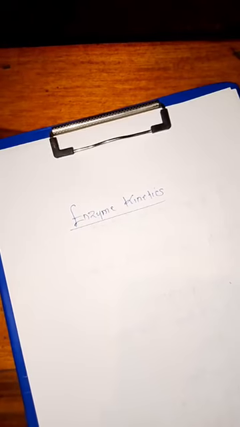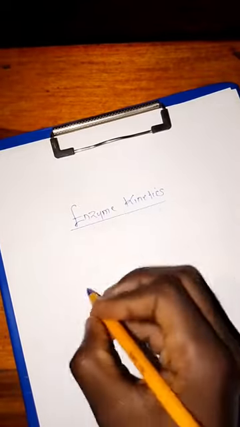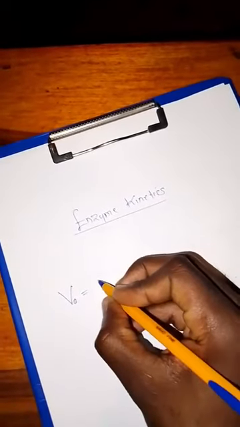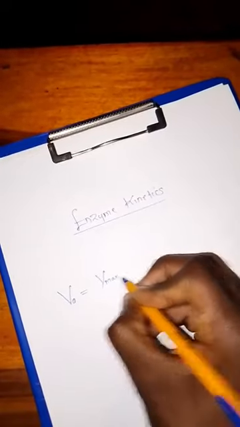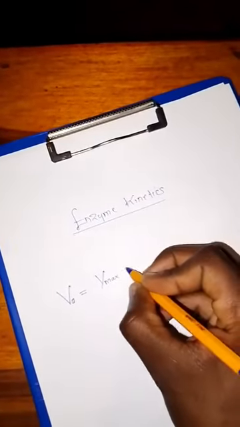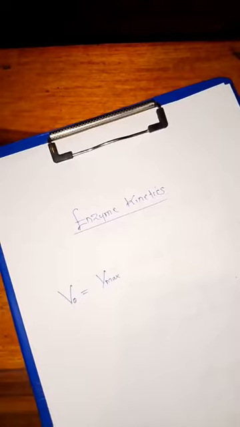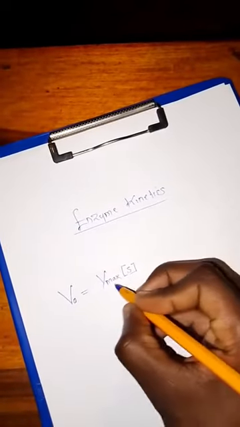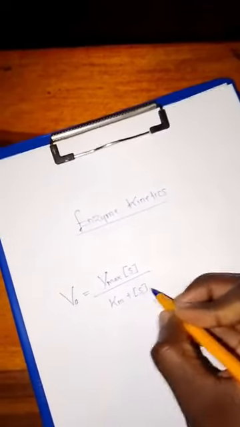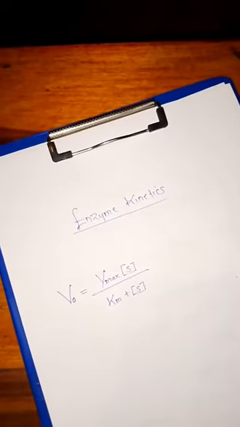So we know that the rate of reaction can be calculated by a simple formula. We have V naught, which is the initial velocity or the rate of reaction of an enzyme, equals the maximum velocity, or the maximum rate of reaction for that particular enzyme with a given concentration of substrate, over the Km plus the concentration of that particular substrate the enzyme is operating on.